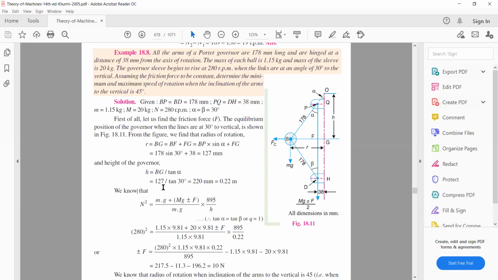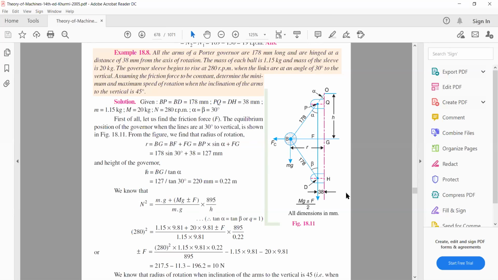So what is the BG value? We already calculated the BG value earlier. That is our R. So 127 by tan 30. That equals 220 mm. When we calculate, the H value will be 220 mm.